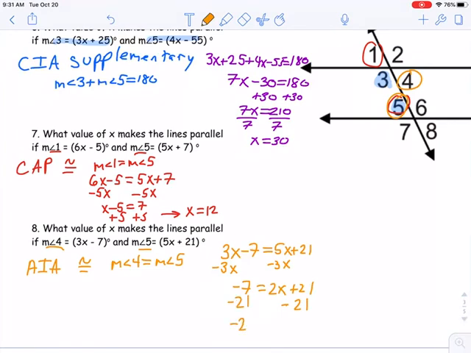This problem's technically not a good problem, but we won't dive too deep into it. X is allowed to be negative, but if I plug this angle measure in, I would have negative angles. You can't have a negative angle measure in this class, so this technically is a bad problem, but shh, don't tell anyone.